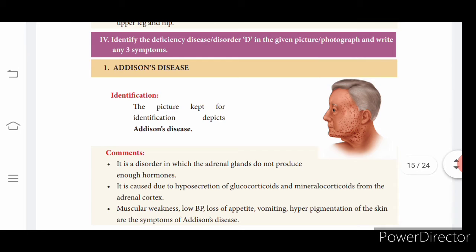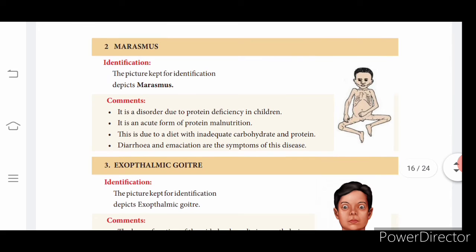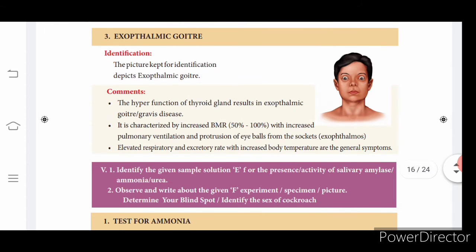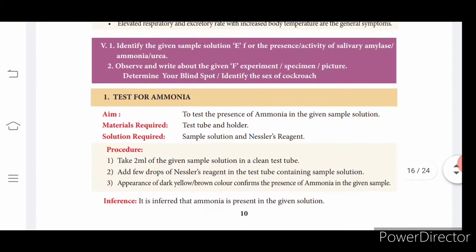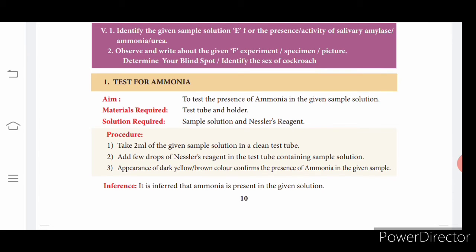Next, the fourth question: identify the deficiency disease or disorder. That is what is given. For Addison's disease, write only identification and comments, no diagram required. For Marasmus, only identification, and a diagram is not required. Identification and comments you should write. Exophthalmic goiter, the same way, no diagram required.